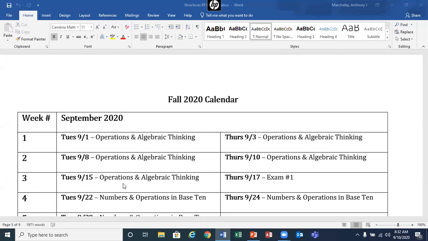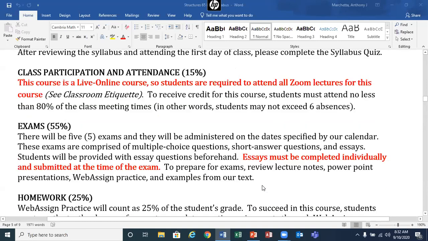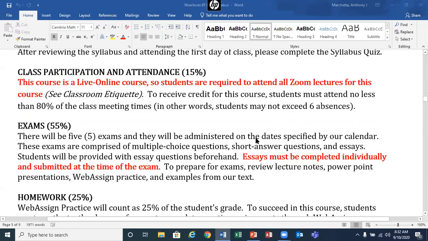And if you're good at that document and you're familiar with all that, you'll be just fine when you take your exam. The exam is scheduled for Thursday, 9/17. Now, let me explain to you how to take an exam. We're going to look at the exams. There will be 5 exams. They will be administered on the dates specified by our calendar.